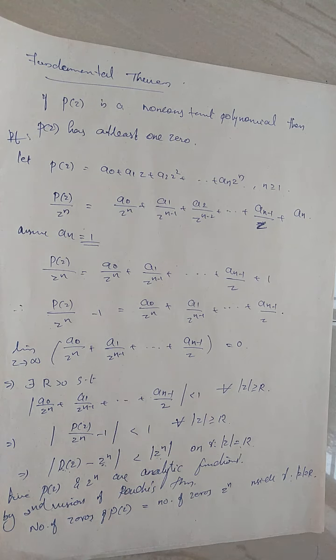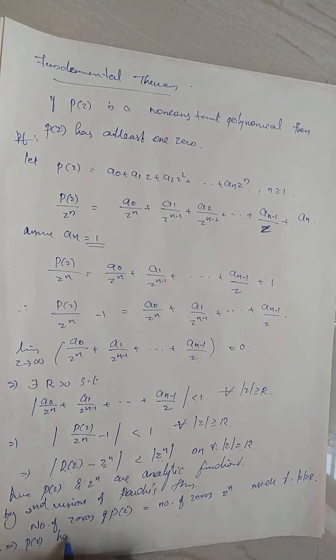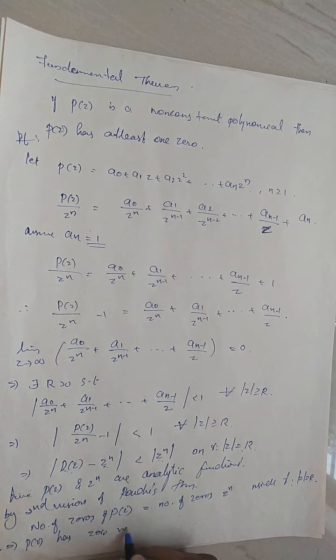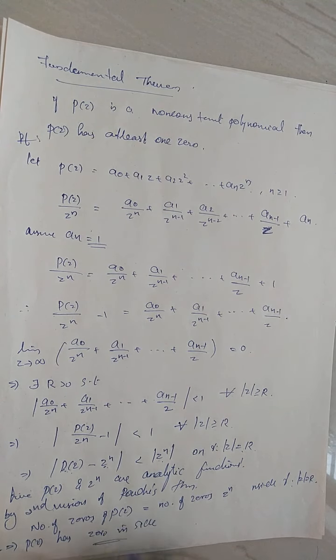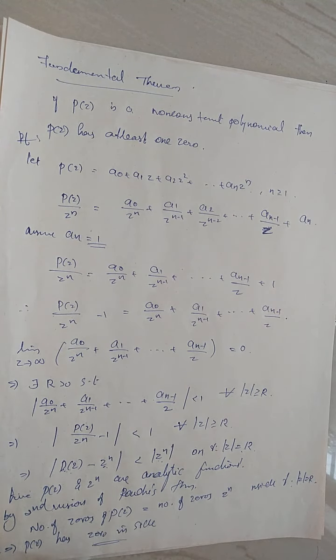Since z raised to n is a polynomial of nth degree, it has n zeros inside gamma. Therefore, P(z) also has n zeros inside gamma, which implies P(z) has zeros inside gamma, or in particular it has at least one zero. Therefore, the fundamental theorem is true. That means the fundamental theorem can also be proved by using Rouche's theorem.